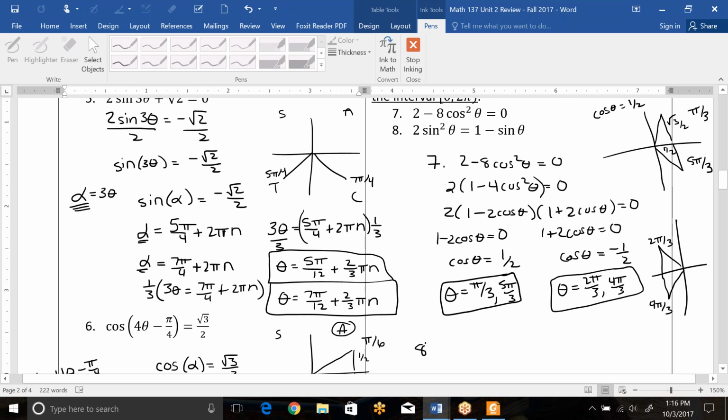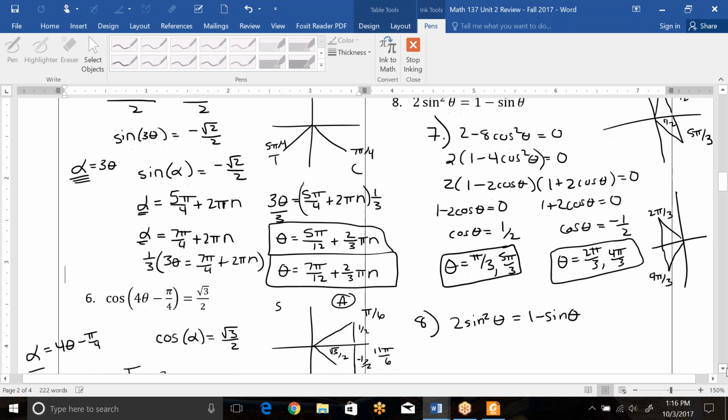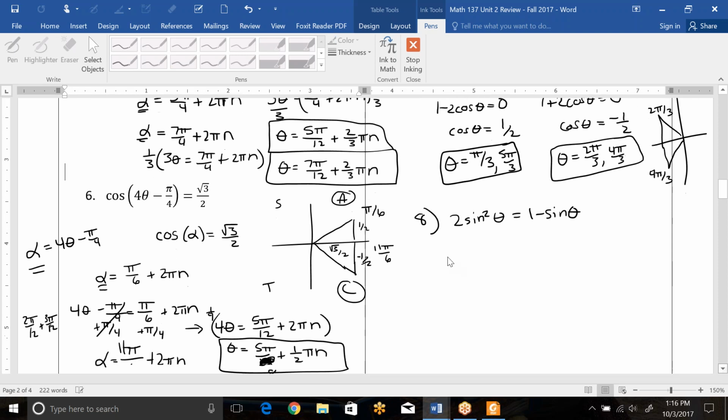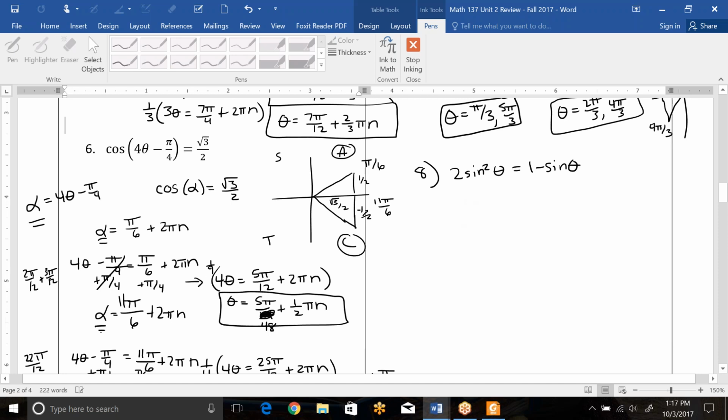Okay, let's talk about number 8. So this one is 2 sine squared theta equals 1 minus sine theta. I would try to get everything on one side because this sort of looks like maybe a quadratic. So let's add that sine over and then subtract the 1 over so that everything's on the same side together. And then try to think of this like factoring 2x squared plus x minus 1. That's really what we're factoring here, except our x is a sine theta.